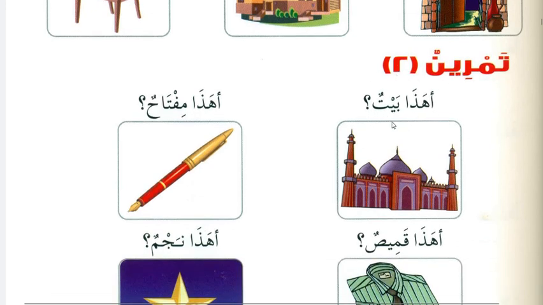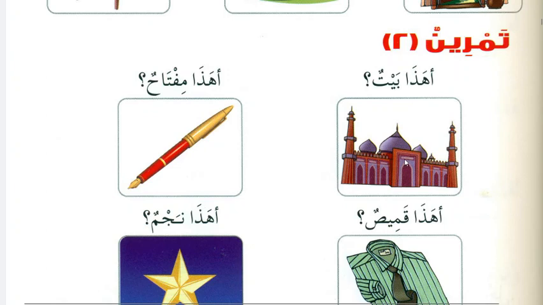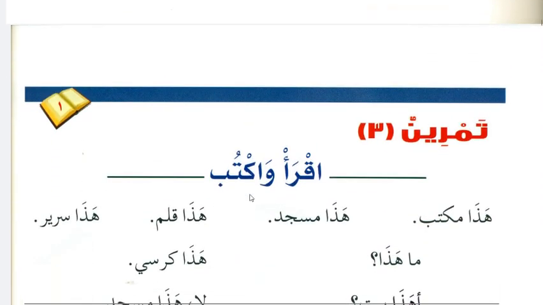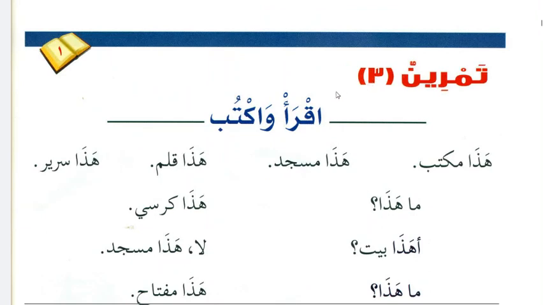Tamreen Usani, second exercise. Ahaza bait, is this a house? The answer is la. Haza masjid, no, this is a masjid. Ahaza miftah, is this a key? La. Haza kalam, no, this is a pen. Ahaza kamis, is this a shirt? Naam. Haza kamis, yes, this is a shirt. Ahaza najam, is this a star? Naam. Haza najam.